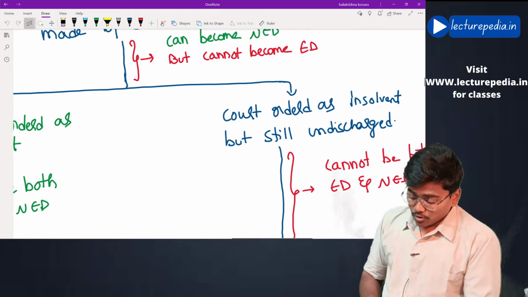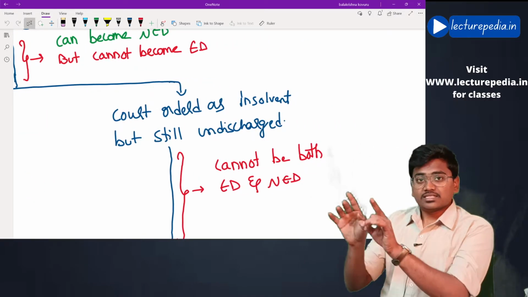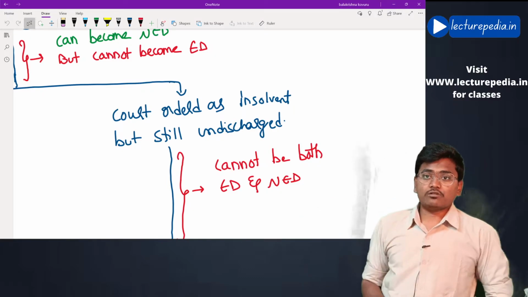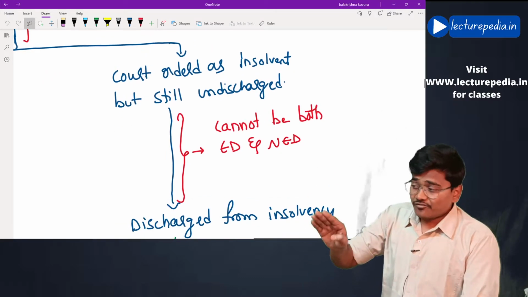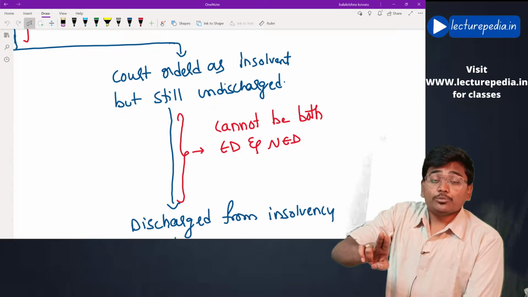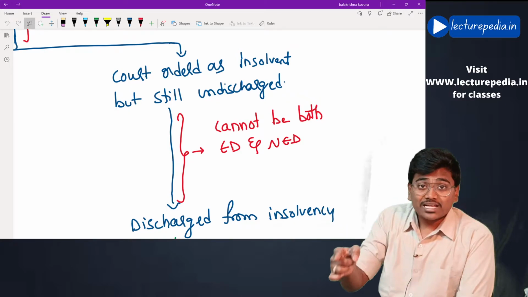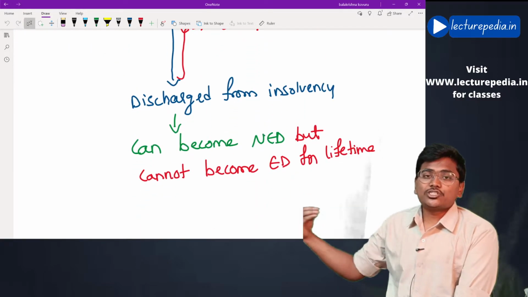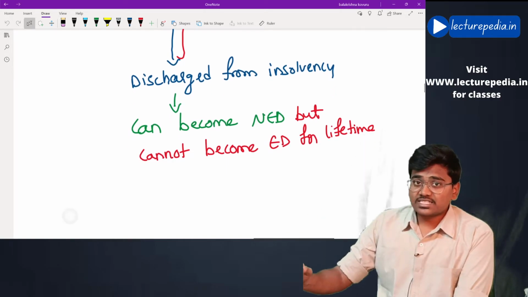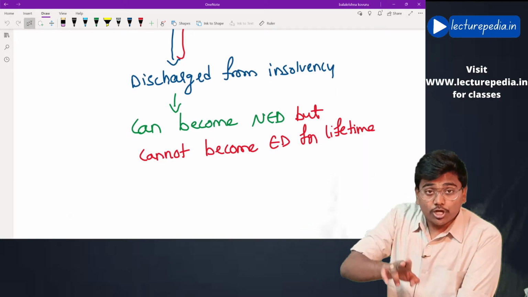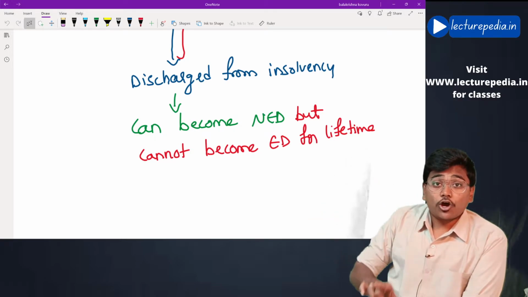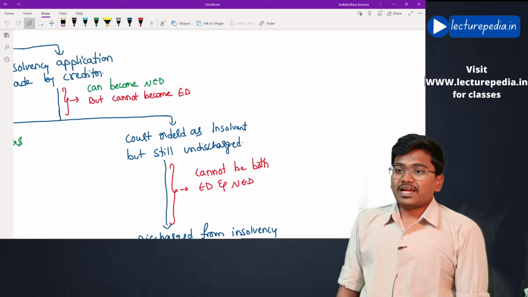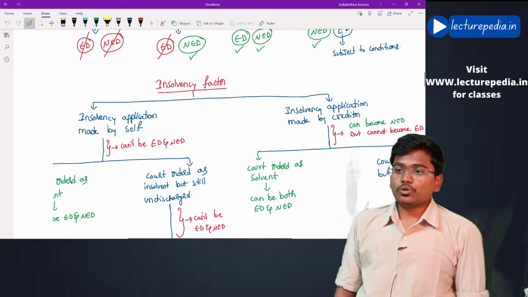But if the court has passed the order that yes, such person is insolvent, but still I am not discharging him from the insolvency, in that case, after such order is passed, he cannot be appointed as both non-executive director and executive director. Now, the court has discharged him from insolvency. Once the court has discharged him from insolvency, he can be appointed as non-executive director, but cannot be appointed as executive director for lifetime. This is the entire chart relating to the insolvency factor.